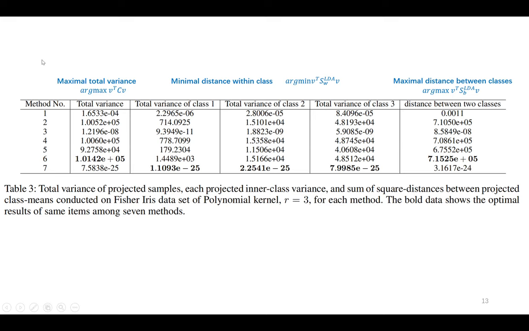And the quantitative results show that our proposed method number 6 performs best in the item of total variance and distance between 2 classes, and number 7 performs best in the item of total variance of each class, so that obviously it shows that our proposed method performs better than KPCA and JDA in all of the items quantitatively.